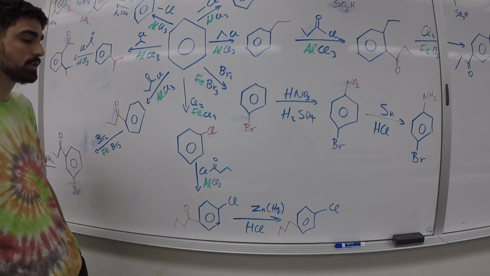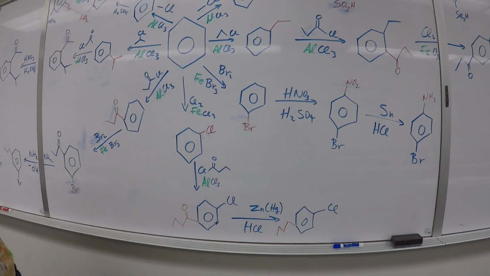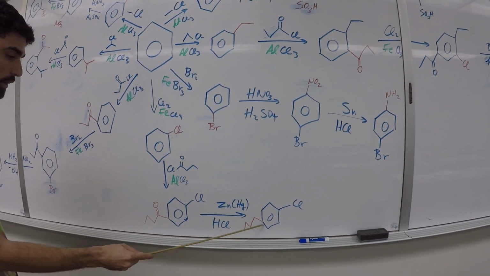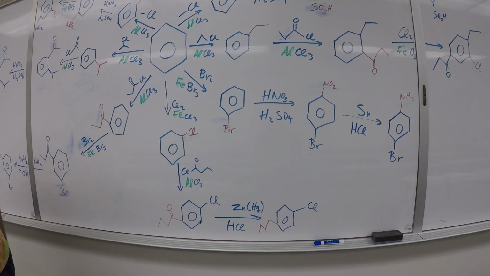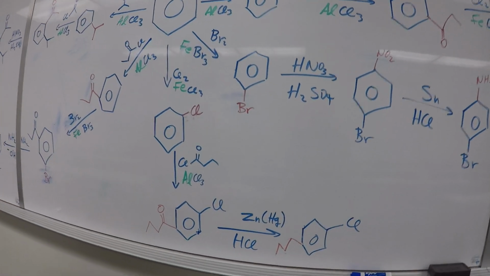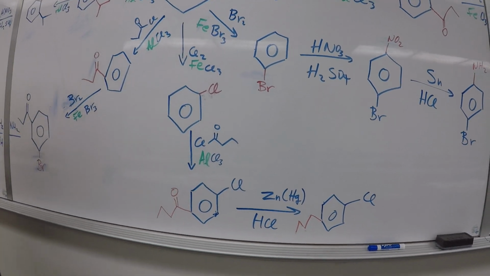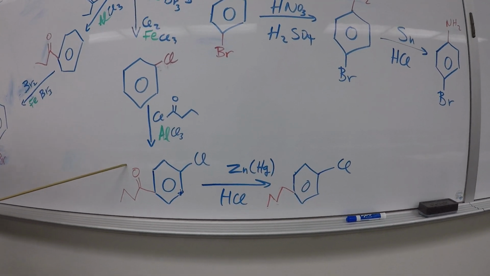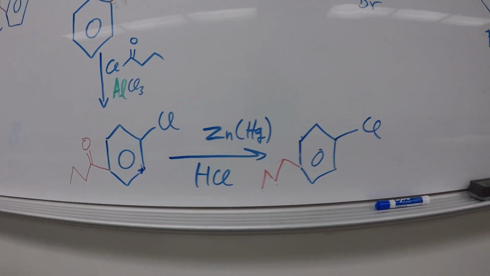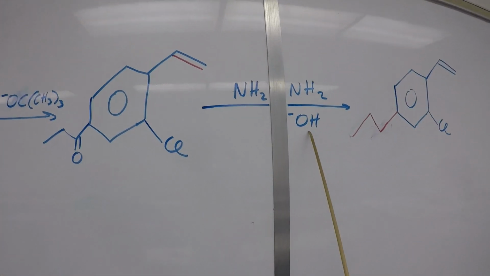And now you can reduce this new molecule in the presence of zinc and mercury with hydrochloric acid to actually get, again, an alkane-like chain. That is completely saturated. So you get rid of the carbonyl. This is the same as using NH2NH2 in the presence of hydroxide.